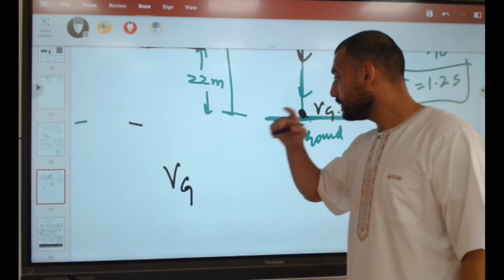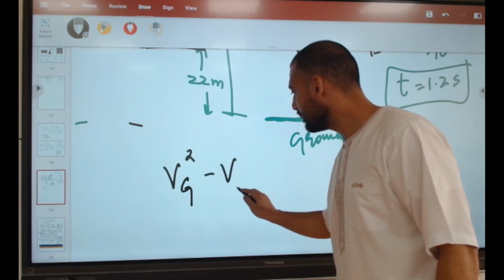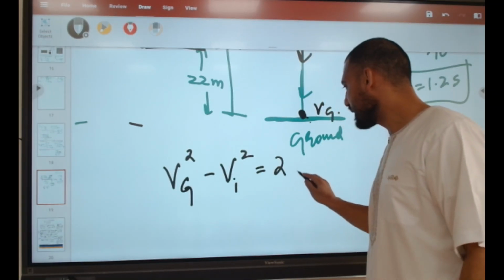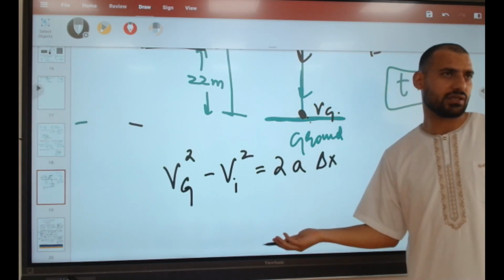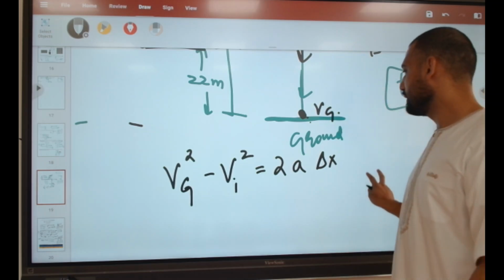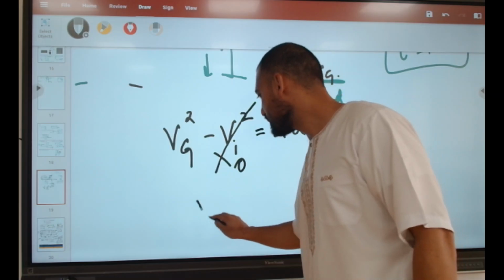So final velocity squared minus initial velocity squared will be equal to 2 times acceleration times delta x. Is that fine? We have this equation as well, correct? We can use this equation. So the initial velocity is? Very good. So what is the velocity at ground?